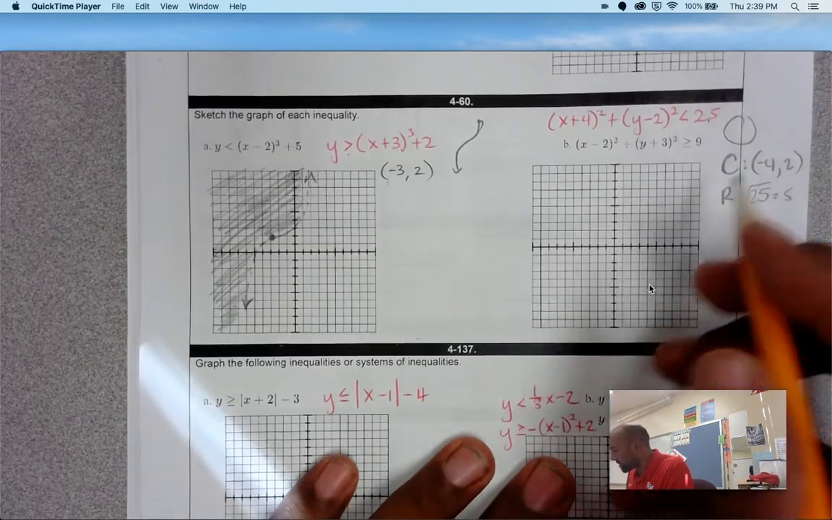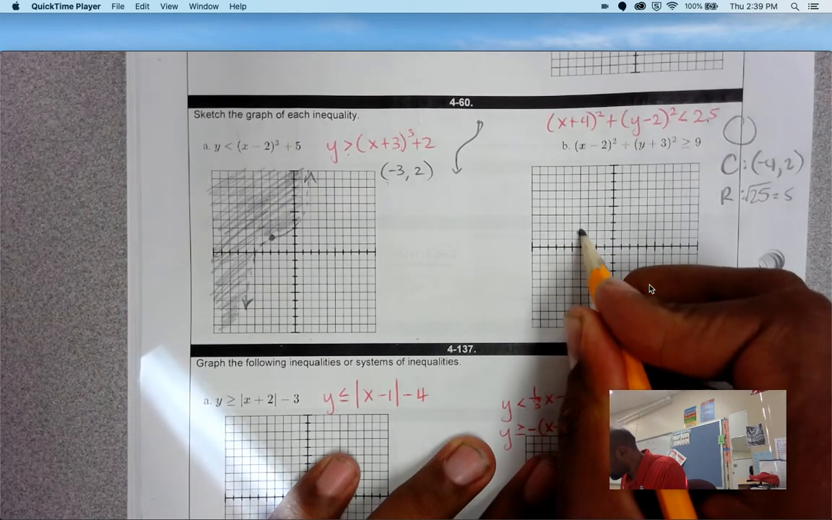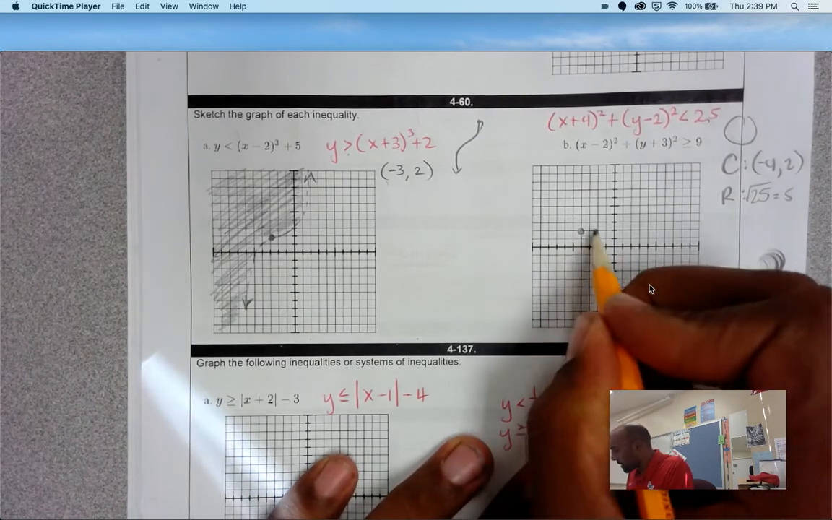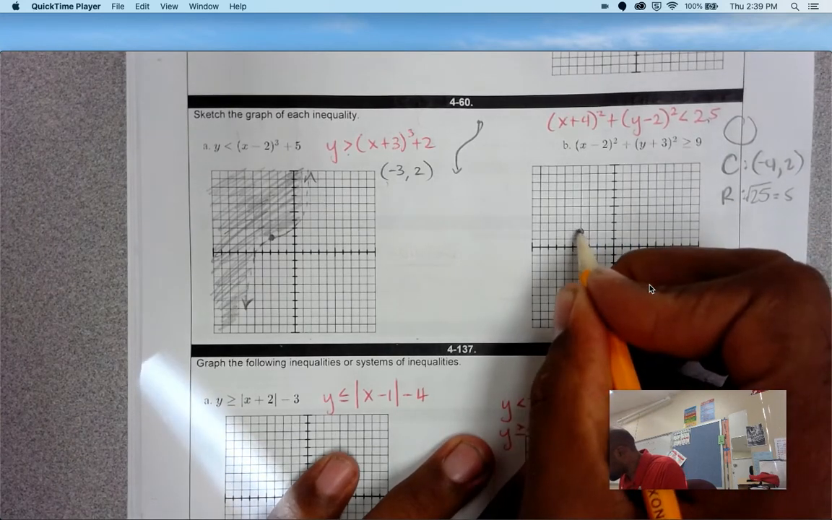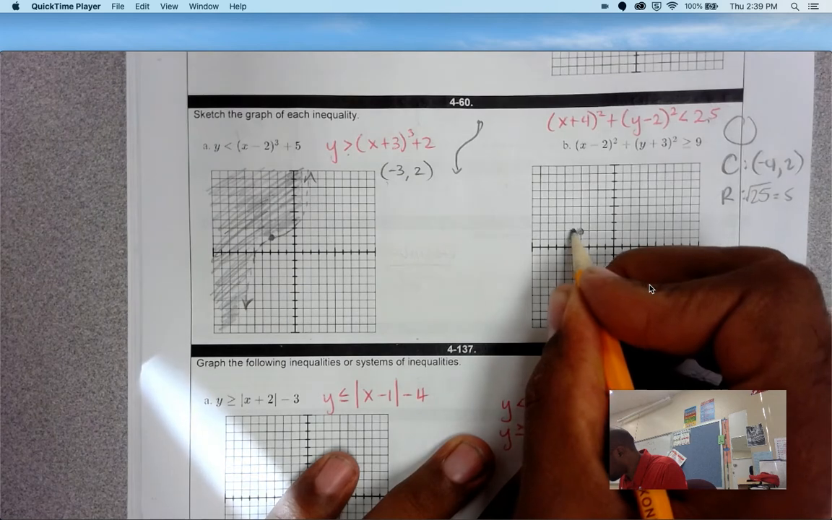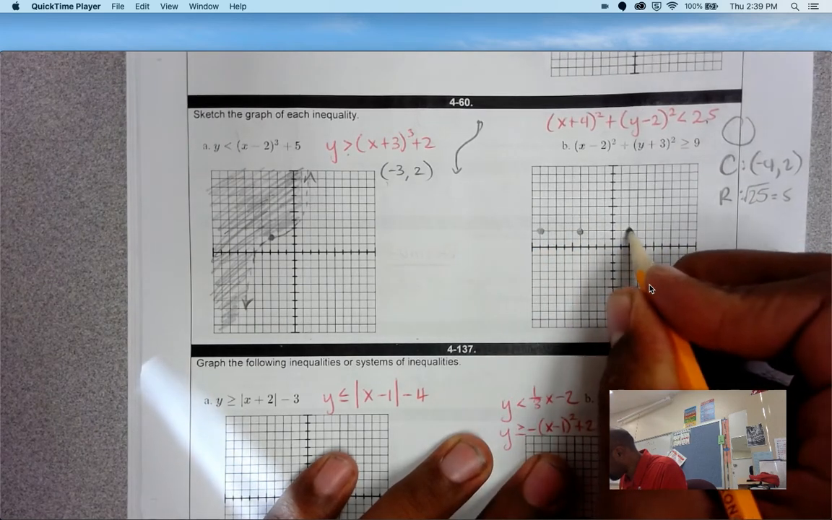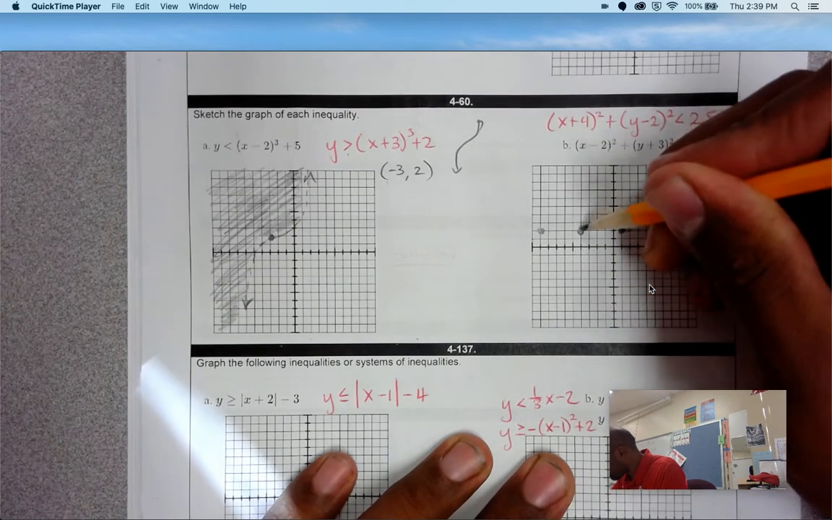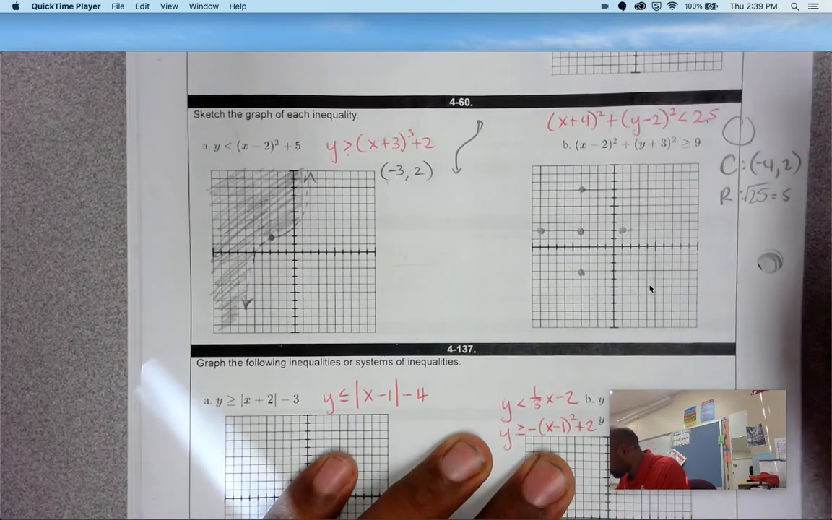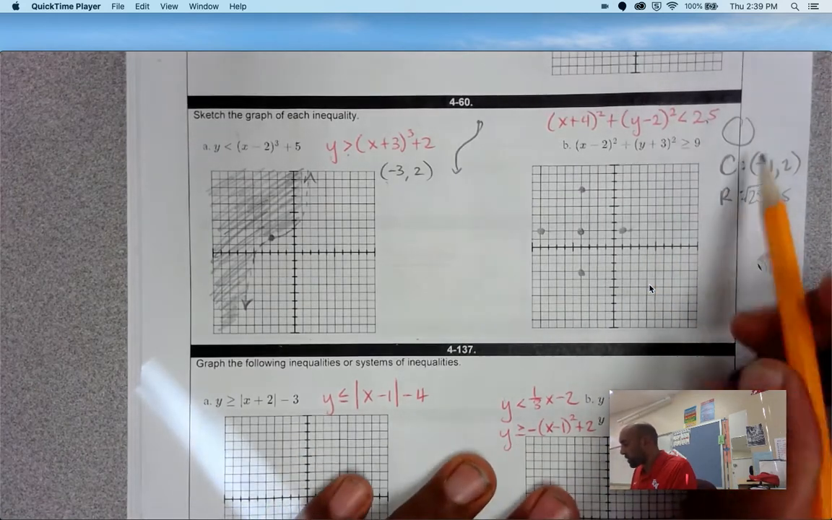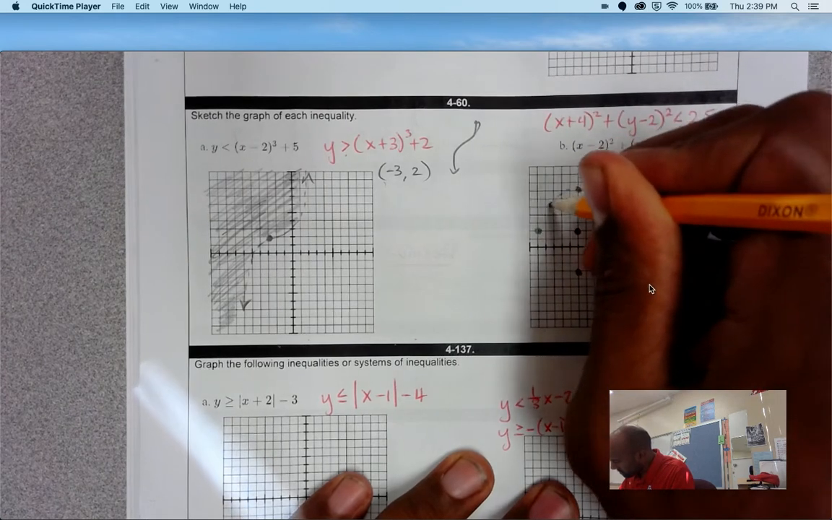Okay, so I'm going to start with my center at -4 and 2. Okay, and then I'm going to put some points for the radius. I'm going to count out 5 all the way around. So 1, 2, 3, 4, 5. 5, that right there. 5, 5. Okay. Now I got to pay attention. First of all, that is a dashed line, so I'm going to make a dashed circle.